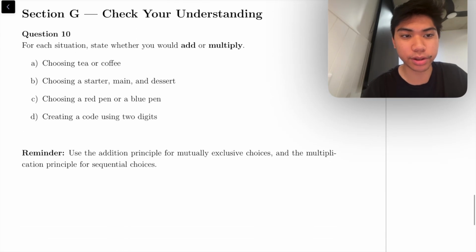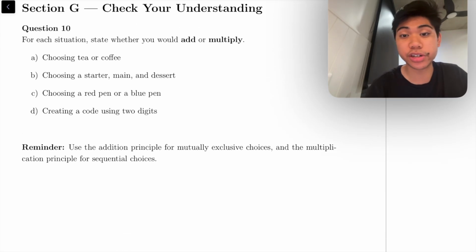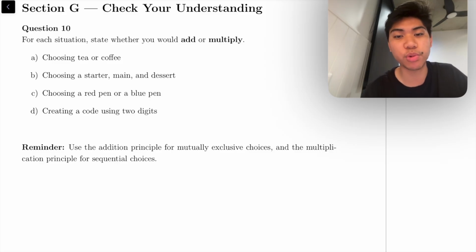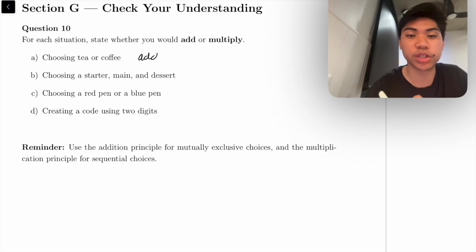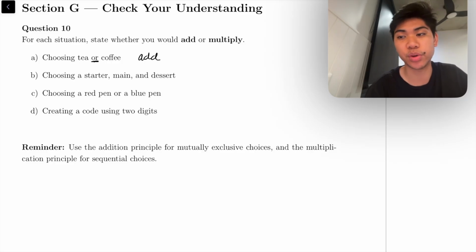Okay, now section G, checking our understanding and a summary. So for each situation, state whether you would add or multiply. Option A is choosing tea or coffee. All right, so that would be the addition principle, because we have the word "or" in it. Okay, so it's either or, right? They're mutually exclusive. We can't do both.